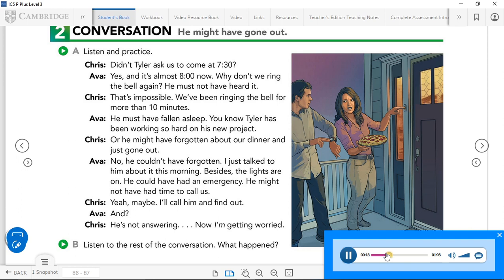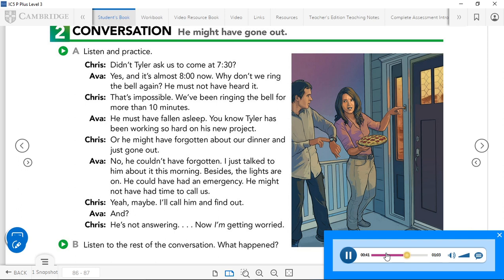Didn't Tyler ask us to come at 7:30? Yes, and it's almost 8 o'clock now. Why don't we ring the bell again? He must not have heard it. That's impossible. We've been ringing the bell for more than 10 minutes. He must have fallen asleep. You know Tyler has been working so hard on his new project. Or he might have forgotten about our dinner and just gone out.